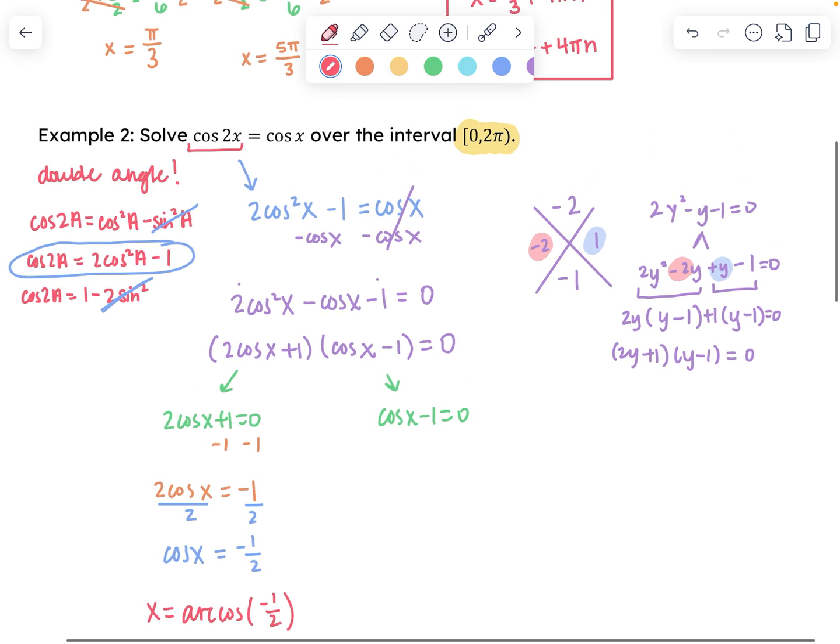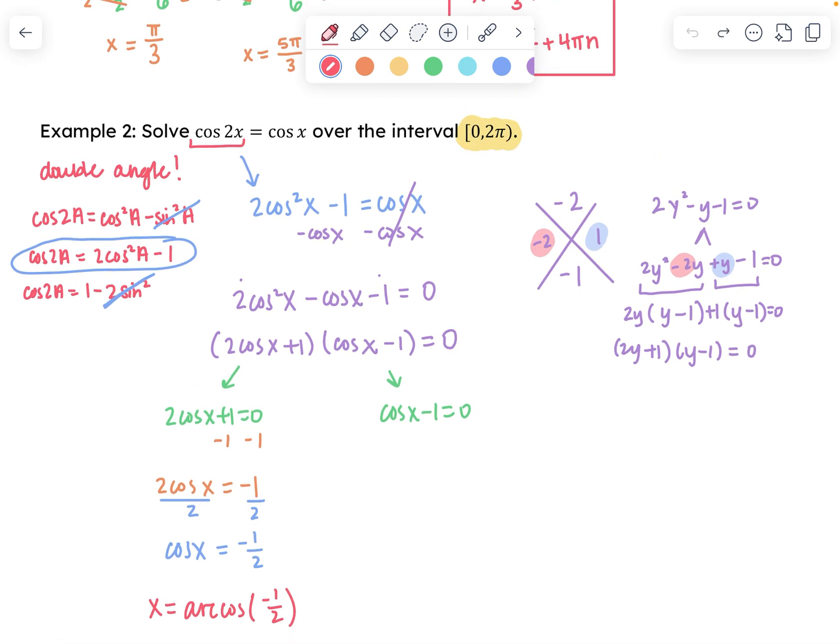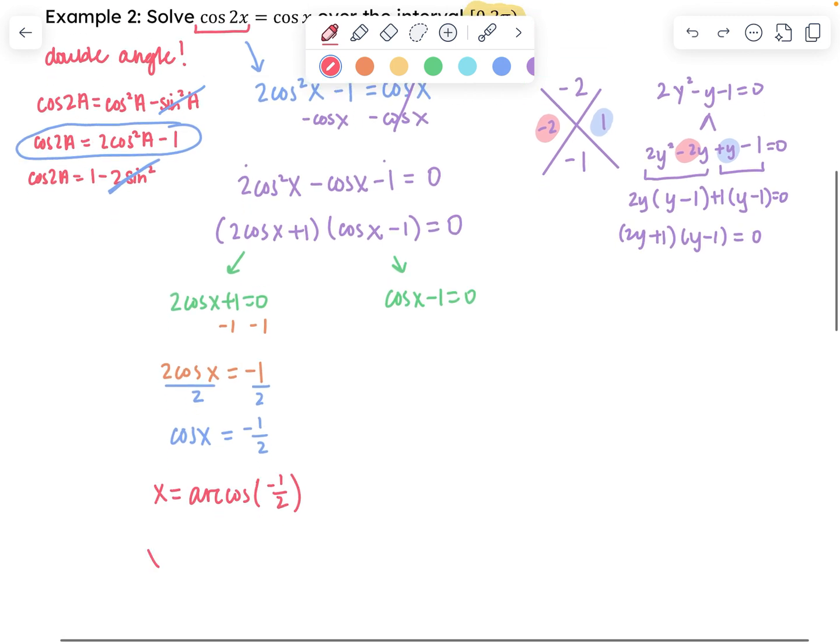We are in radians up here. So x would equal, that's going to be over in quadrant 2, so 2 pi over 3, and in quadrant 3, so 4 pi over 3.